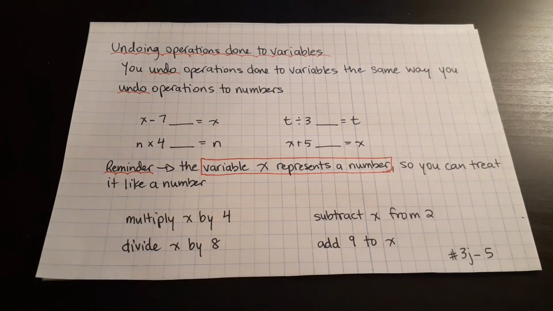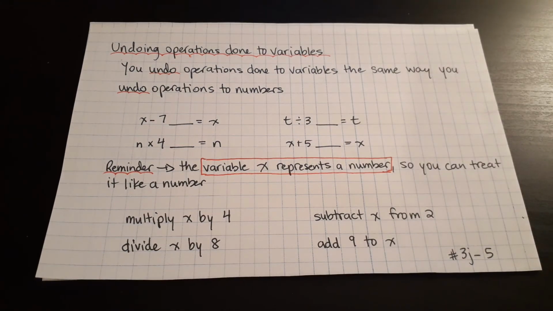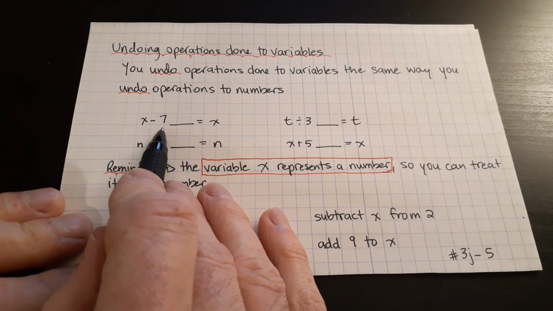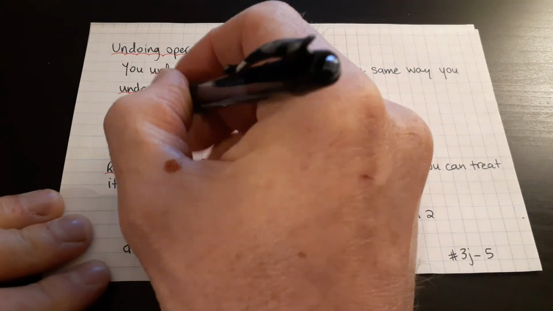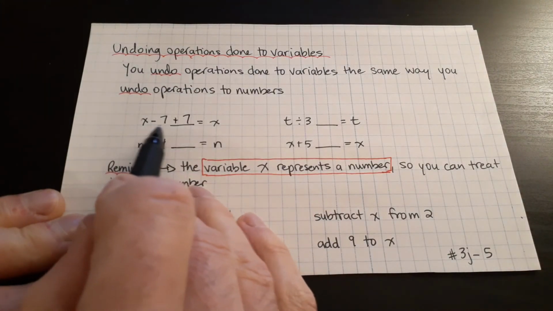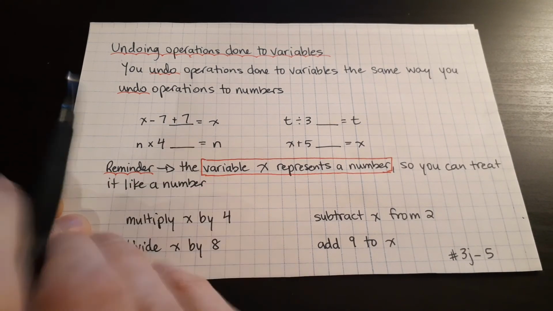The first concept that we're going to look at is undoing operations done to variables. You undo operations done to variables the same way you undo operations done to numbers. If you have 7 plus 8, to get back to 7 you would have to subtract: 7 plus 8 minus 8. Same here, if we have the algebraic expression x minus 7, to get back to x, all I have to do is add 7, because subtraction and addition undo each other. So x minus 7 plus 7, the 7s cancel out and we go back to x.